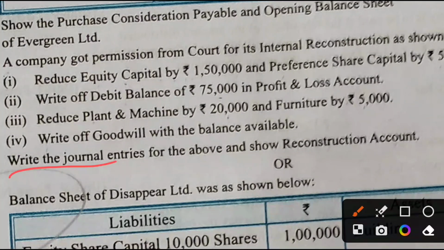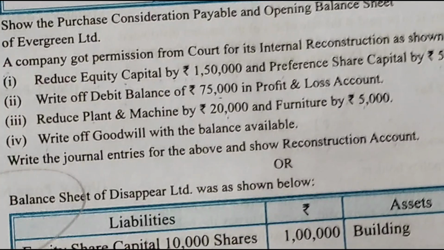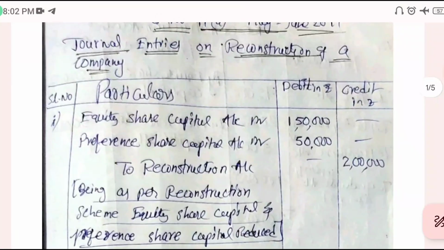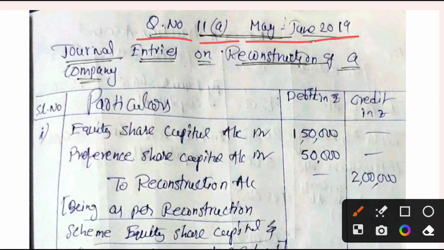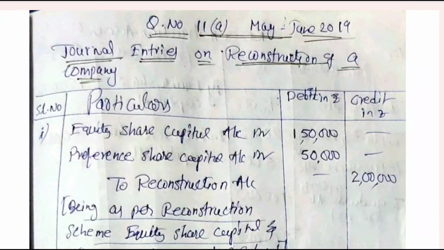But what they are saying is, write general entries for the above and show the reconstruction account. Please remember, reconstruction account, capital reduction account or internal reconstruction account, whichever they say, you need to prepare the same. I am repeating, reconstruction account and capital reduction account are nothing but one and the same. So let us see the answer relating to it one by one. Here we have the answer relating to question number 11A, May-June 2019: general entries on reconstruction of a company.